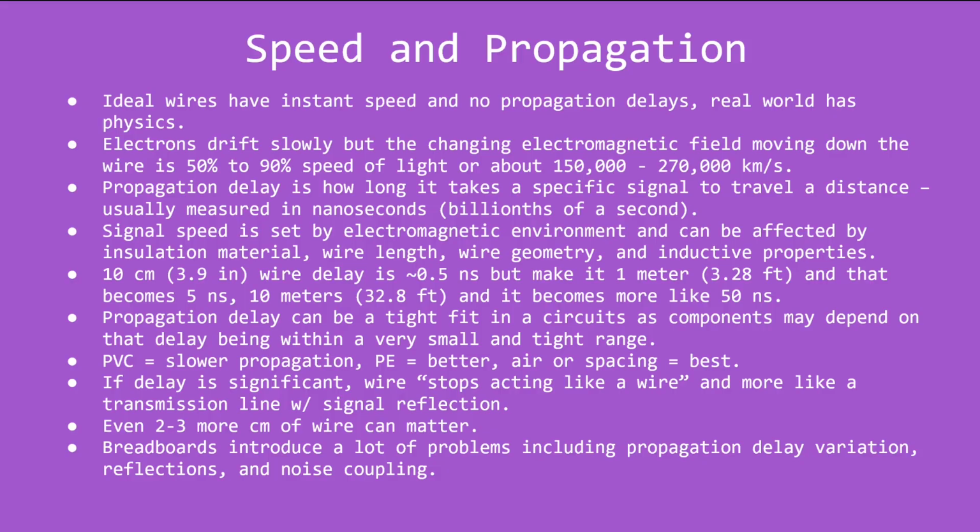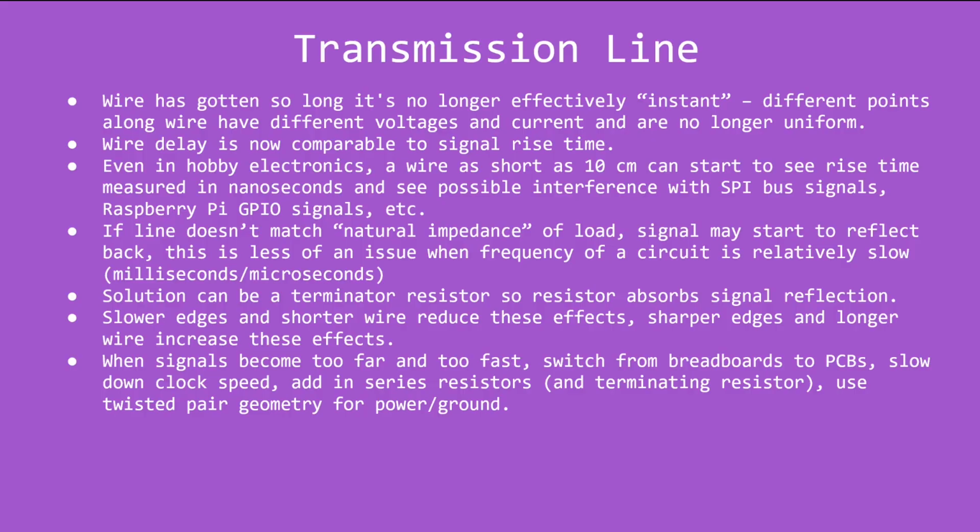Also, keep in mind with hobby electronics, the breadboards themselves can introduce a lot of problems: delay, variation, signal reflections, noise coupling. Now, I just realized that I've inadvertently introduced another passive component that we've only briefly mentioned in previous videos. That's the transmission line. Well, once a wire has gotten so long that it no longer effectively instantly sends the signal, different points along that wire have become different voltages and currents, and they're no longer uniform. That's when we have a transmission line, which introduces a whole host of other properties and issues.